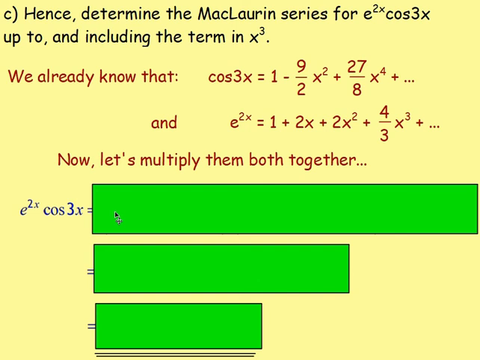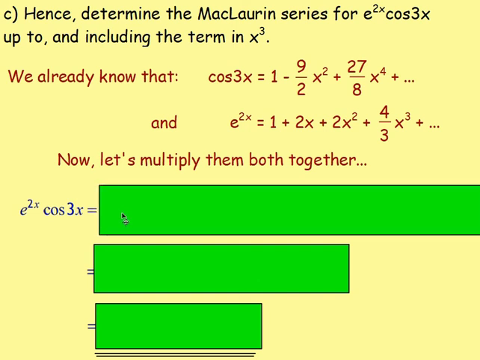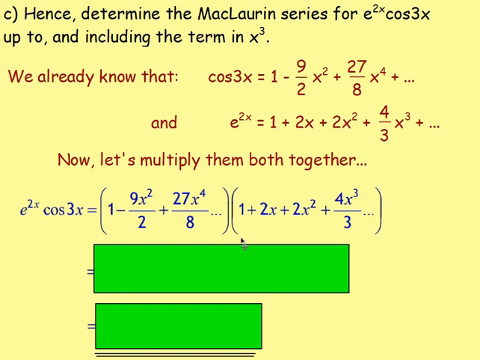So e to the power of 2x times cos 3x is going to be, well, e to the power of 2x works out to be what we've just got here, and we're multiplying it by the cos 3x, which is this. So we're just multiplying both parts. You think that would take you forever if you did that, but notice the question is saying you're only wanting terms up to x cubed.